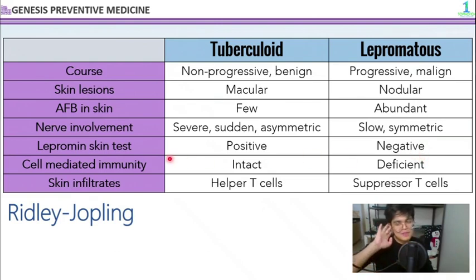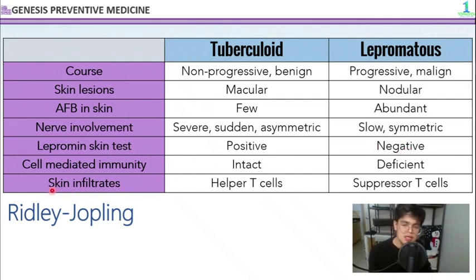This is because in patients with tuberculoid leprosy, their cell-mediated immunity is still intact. Whereas for lepromatous leprosy, their cell-mediated immunity is deficient. So it's as if they have also HIV, for example, wherein their immune system is poor. So the skin test will be negative in lepromatous leprosy because the immune system has already been compromised. So yeah, deficient cell-mediated immunity leads to a negative, a non-reactive skin test.